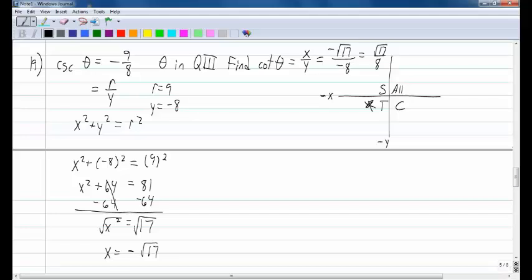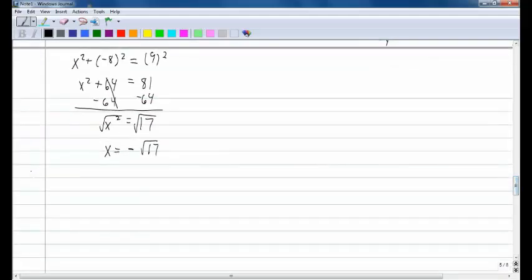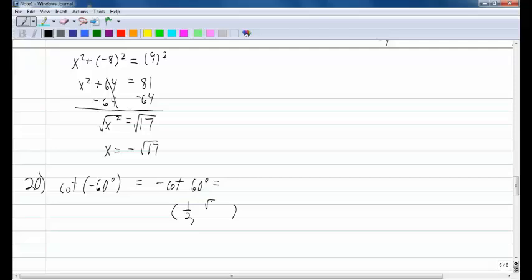And the last problem, number 20. Use the even-odd properties to find the exact value of the expression. Do not use a calculator. So the cotangent of negative 60 degrees, using the even-odd properties, that's equal to the negative cotangent of 60 degrees with 1/2 square root of 3 over 2.